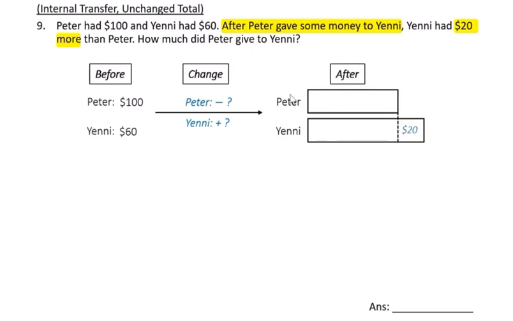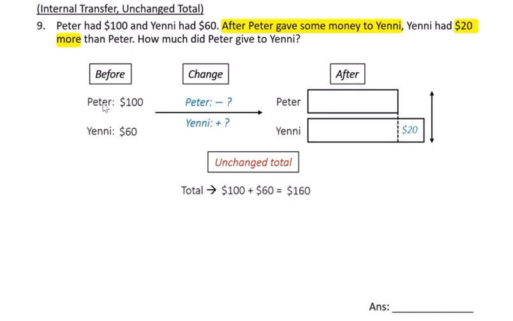Okay. So again, you look at this. Internal transfer. They didn't give away any money to other people. They just share their money again among each other. So which means the total remains unchanged, because they didn't lose any money. The money is still intact there. So how do I find the total? You just take 100 plus 60, which is 160. The amount they have before anything happened is also the amount they have after they share the money among one another. So 160 is here.